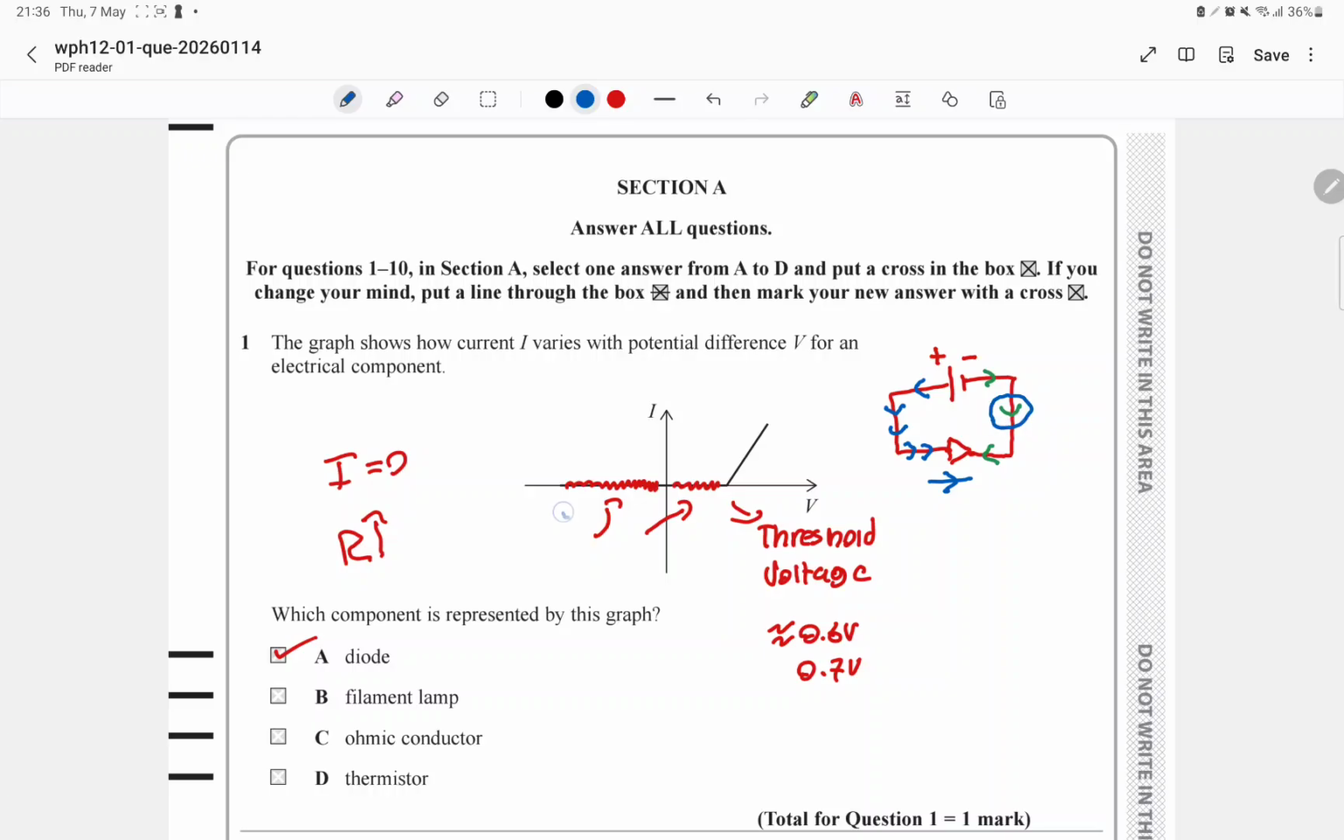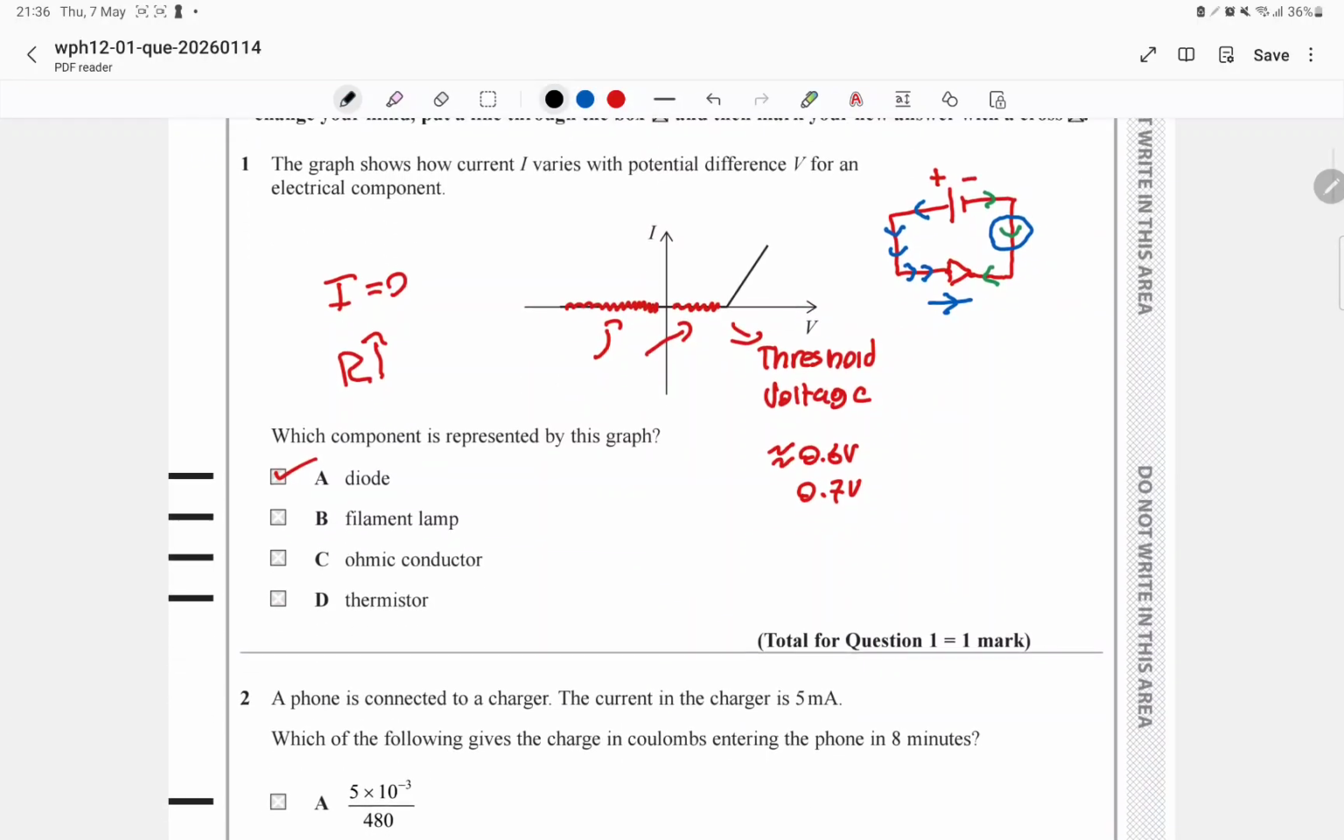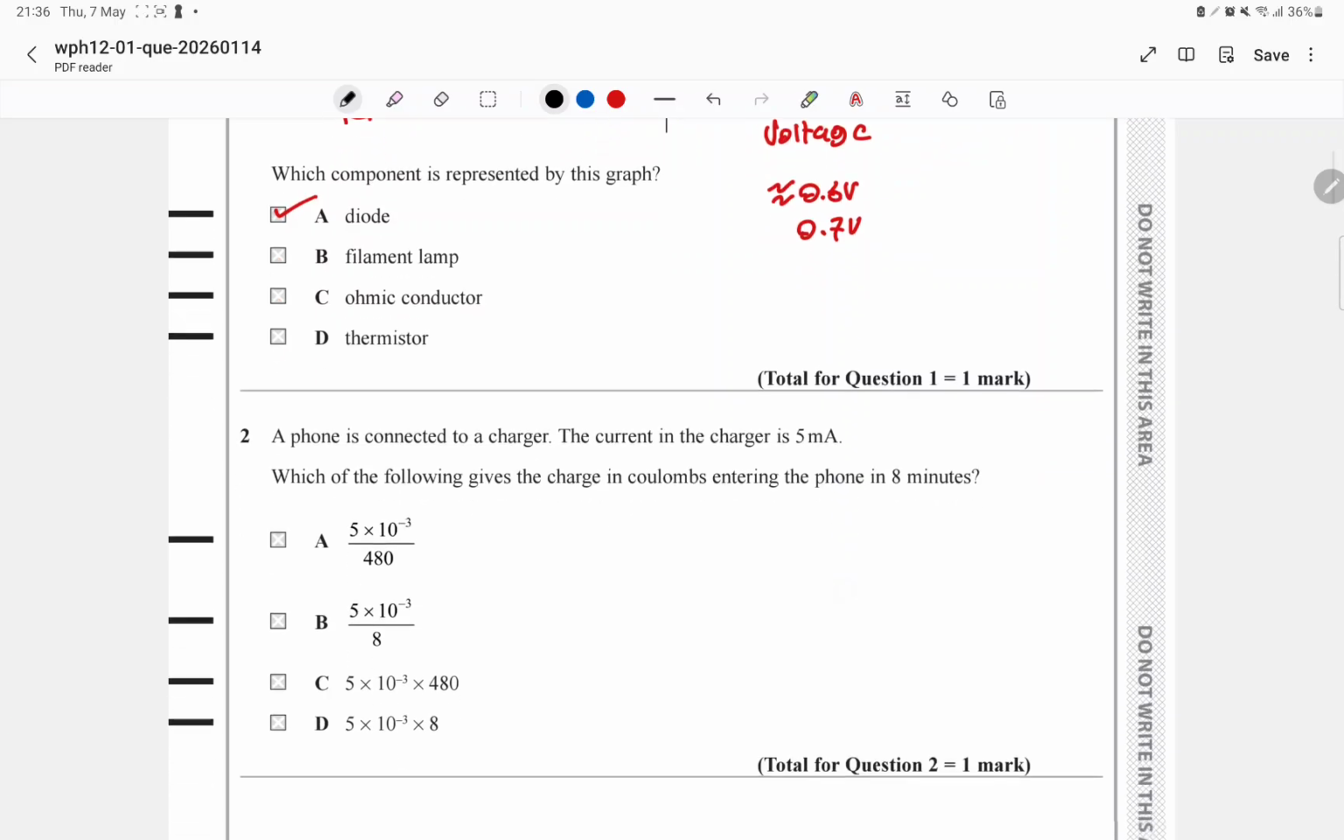Otherwise, what will happen is what you see in this graph here. So for negative potential differences, when you switch the direction of the electron flow, the resistance is infinitely high and the current is zero. All right, so that's how you'd answer any explanation question.